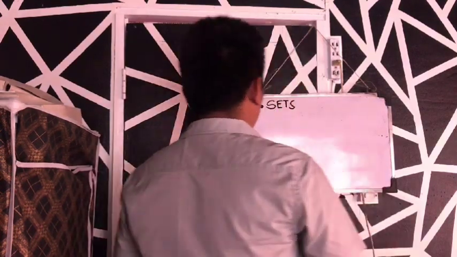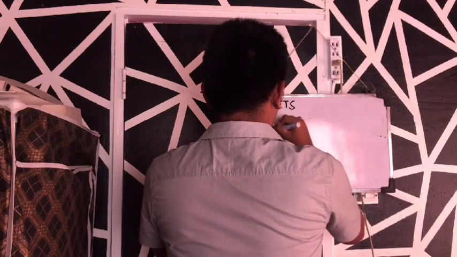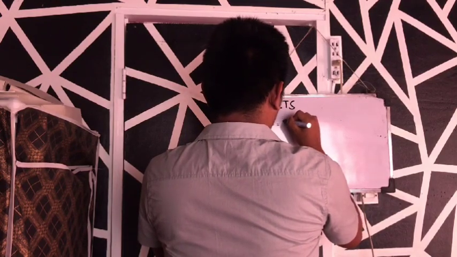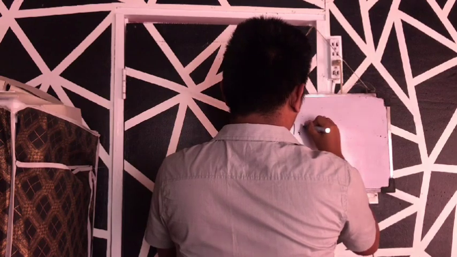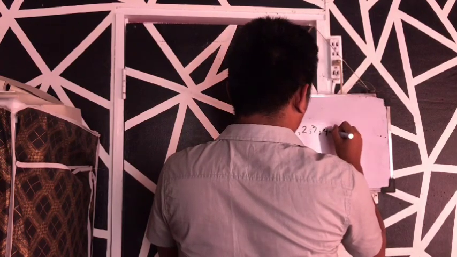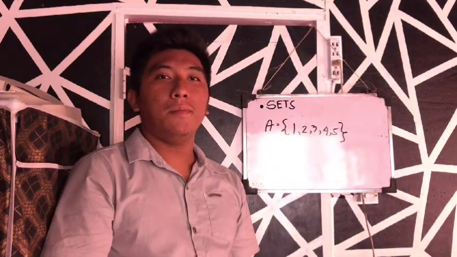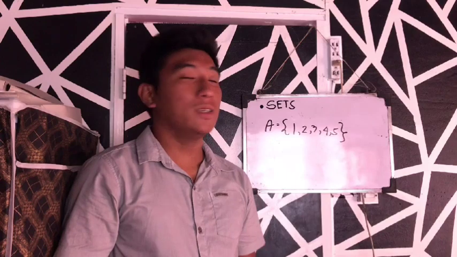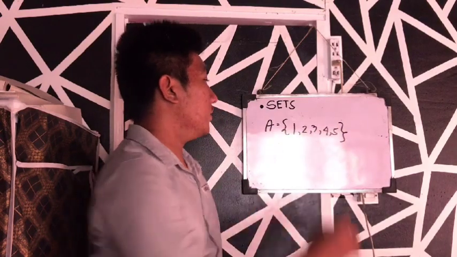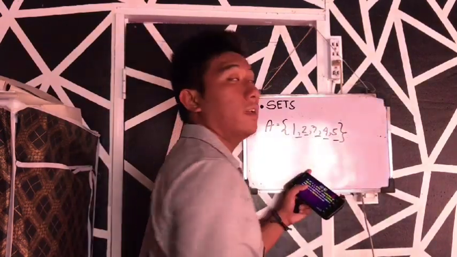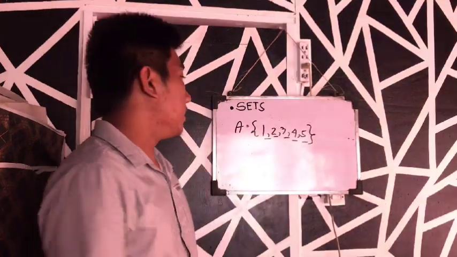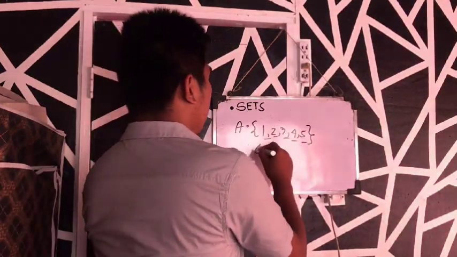What are sets? A set is a group or collection of objects, and it is named using a capital letter. For example, the set of all numbers below 6: 1, 2, 3, 4, 5. These numbers are called the elements. The symbol for these elements is this.